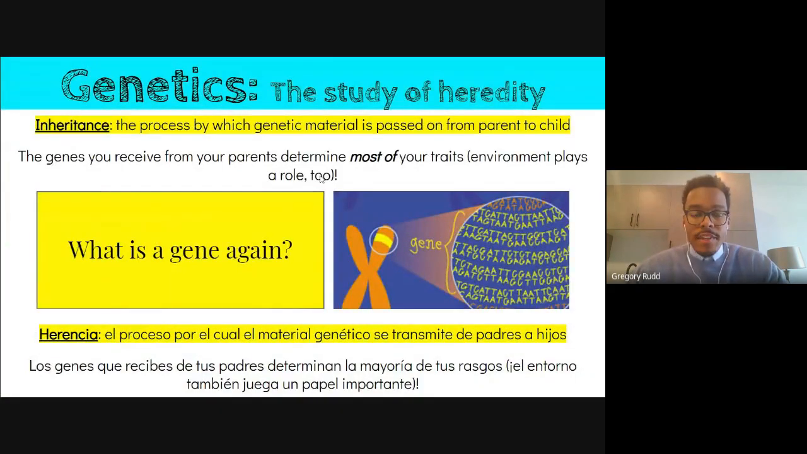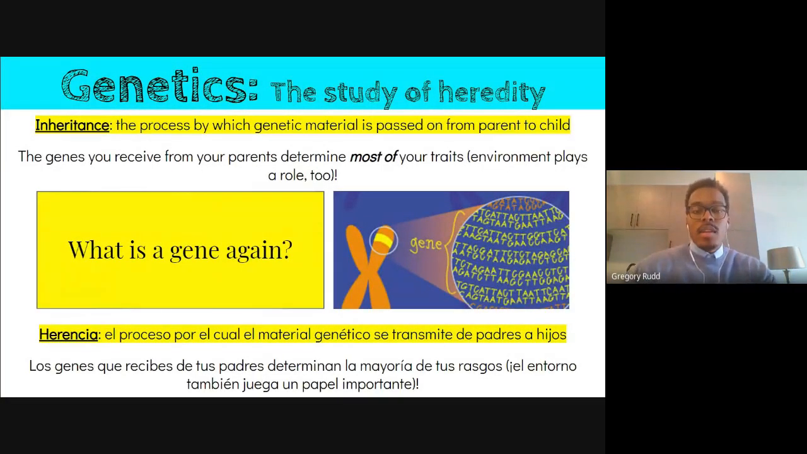Okay. So we define genetics as the study of heredity. And heredity is, of course, related to the word inheritance, which means the process by which genetic material is passed on from parent to child. This is so important because the genes that we receive from our parents ultimately determine most of our traits.